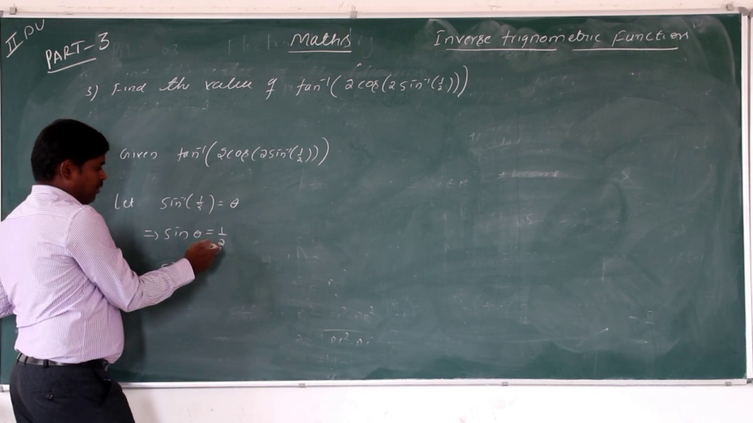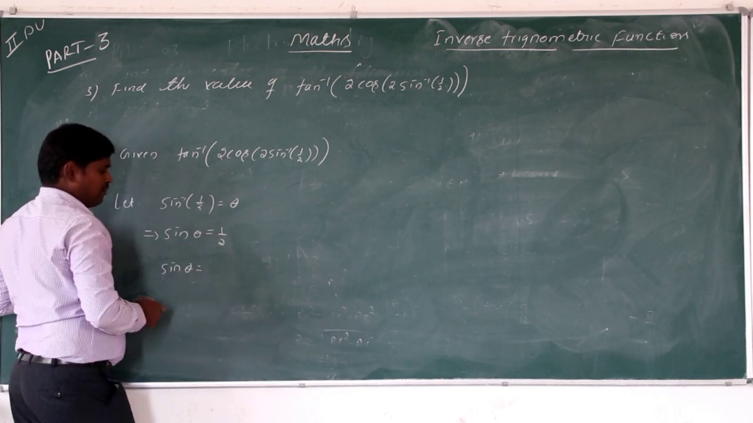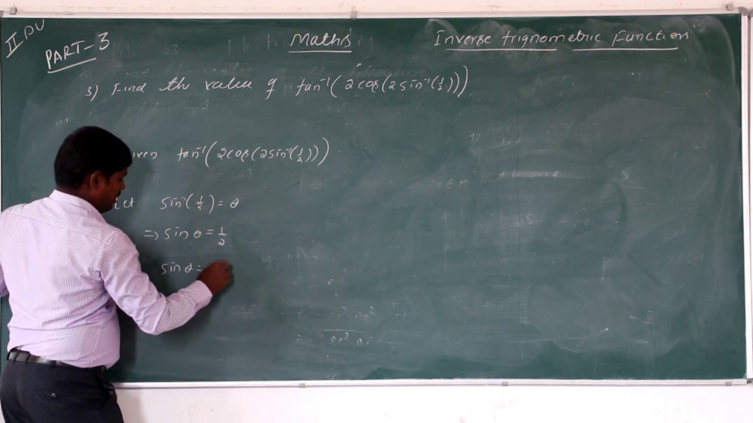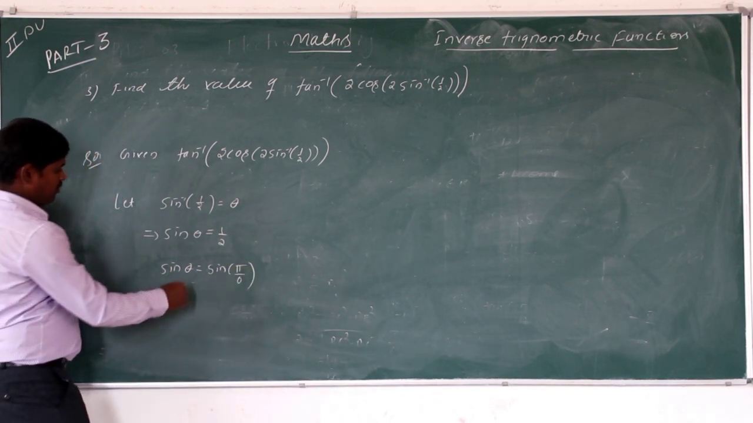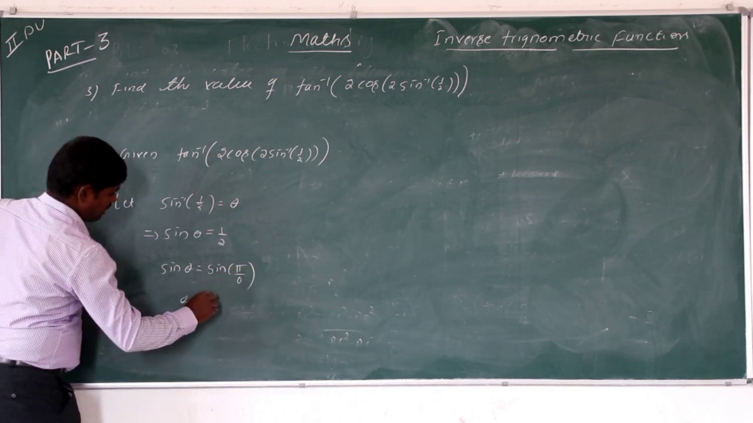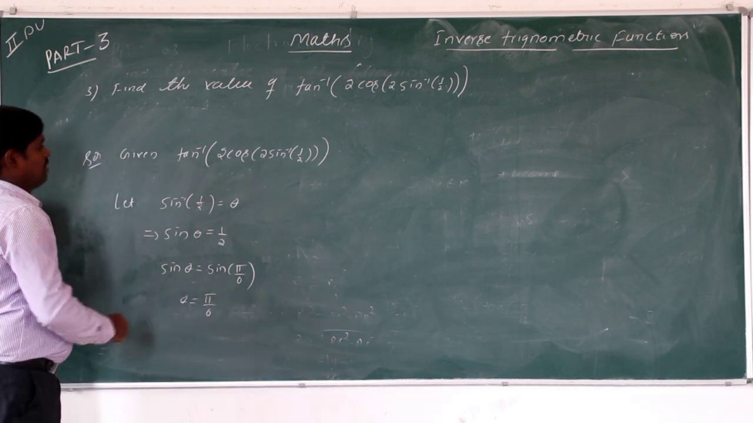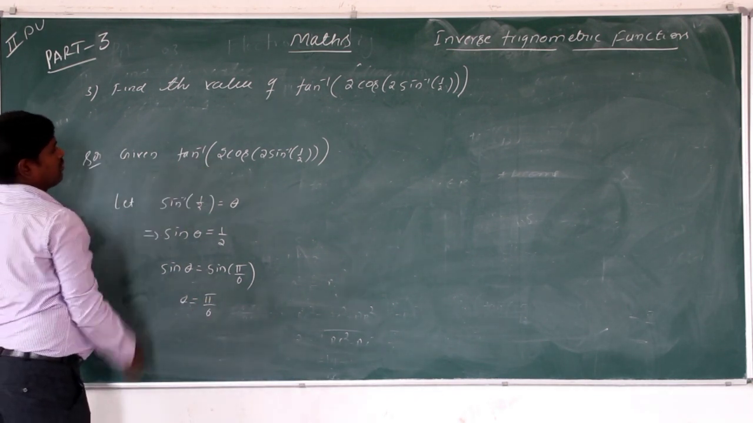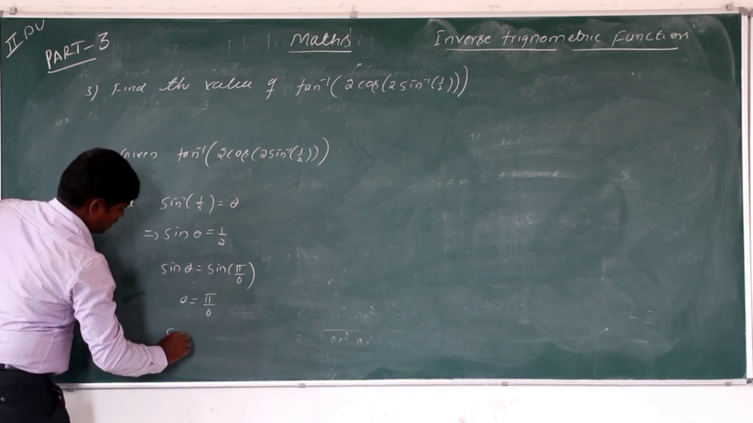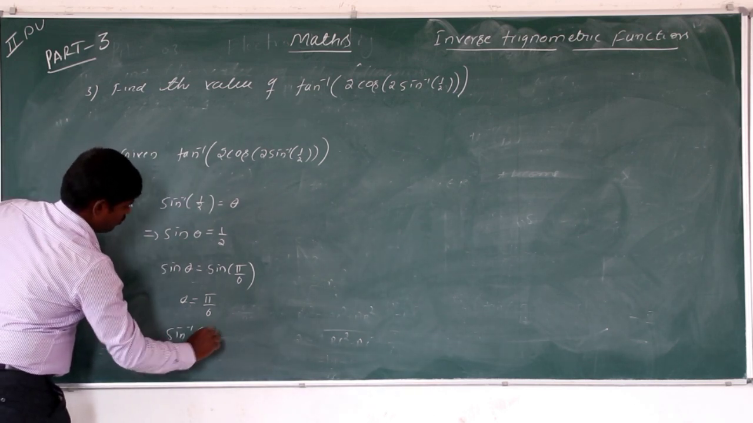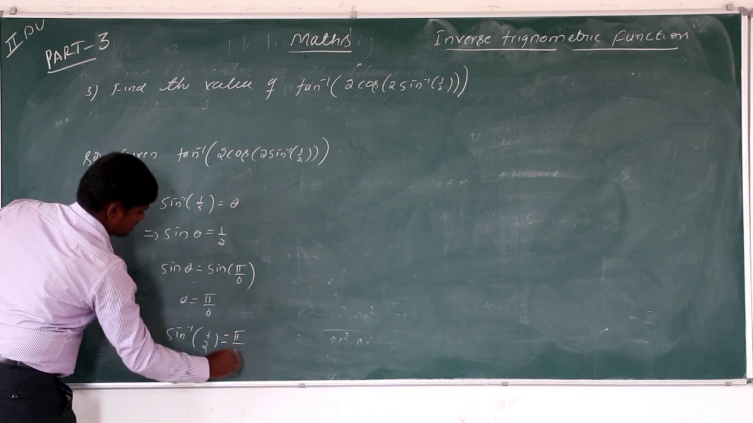In terms of trigonometry, 1 by 2 can be written as sin pi by 6. Is it clear? Therefore theta is equal to pi by 6. So sin inverse of 1 by 2 is equal to pi by 6.